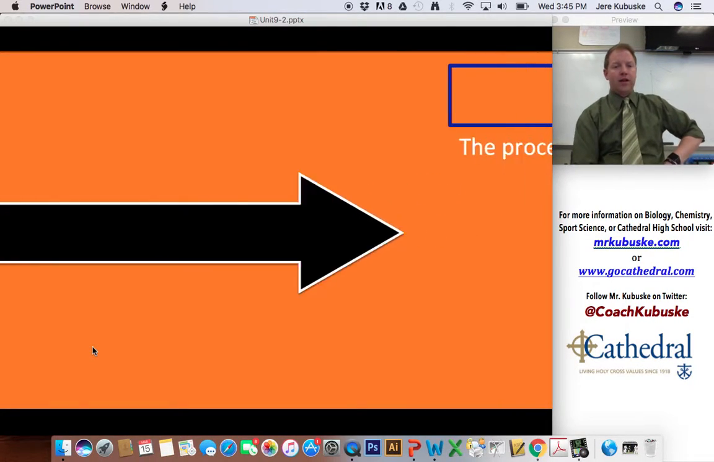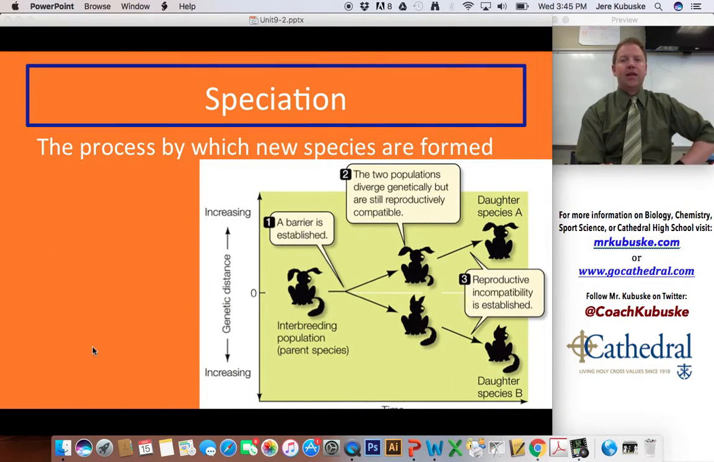All right, so what does isolation lead to? Isolation leads to speciation, and that's the formation of a new species. This is the process by which species are created.